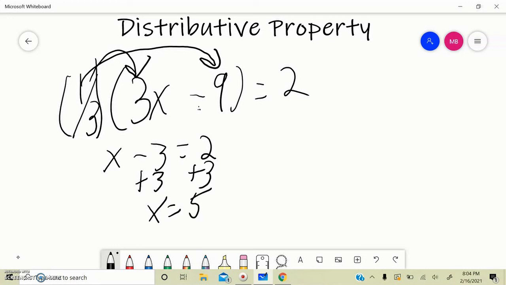So this has been 3 different examples of the distributive property with different levels of equations. If you have any questions, please feel free to contact your teacher.